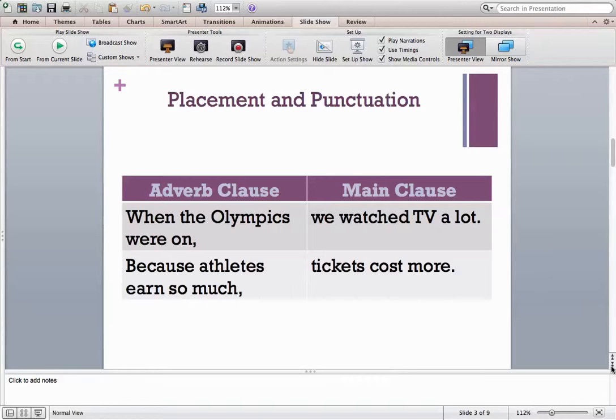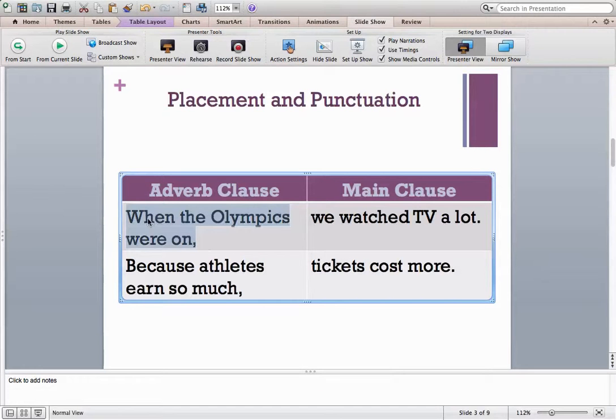When you use a subordinate clause, you can place it at the beginning of the sentence with the subordinator as the first word in the sentence. And in that situation, you do have to use a comma. When the adverb clause or subordinate clause comes first, beginning with the subordinator, then you must use a comma.